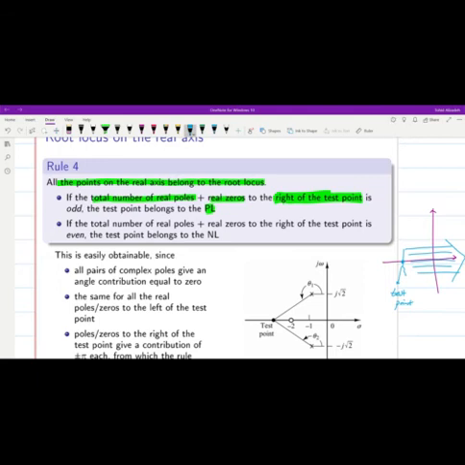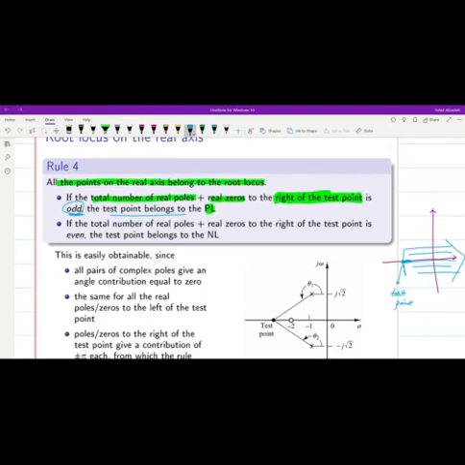If that number is an odd number, such as 1, 3, and so on, then the test point will belong to our positive locus. So this test point will belong to our positive locus, and obviously until we have a pole or zero on the real axis, that part of the real axis will belong to our positive locus as well.